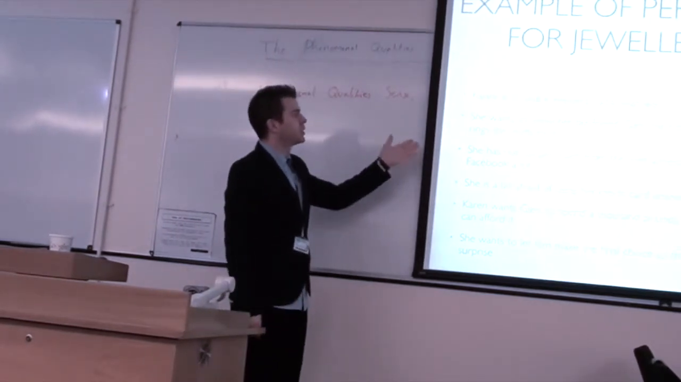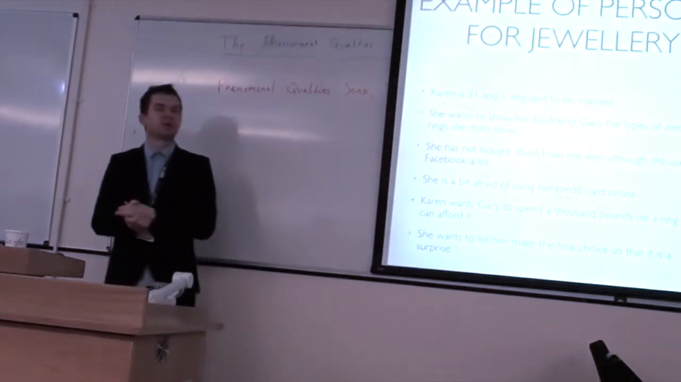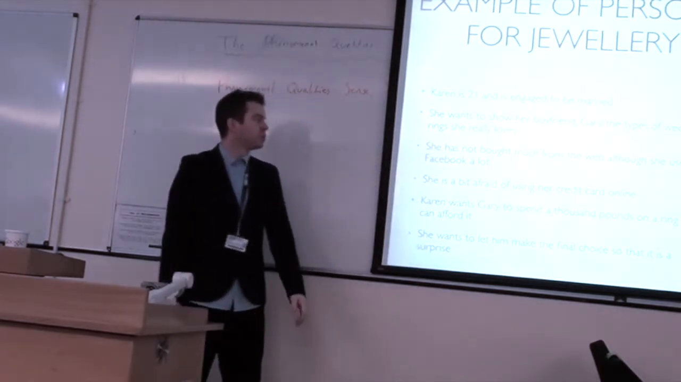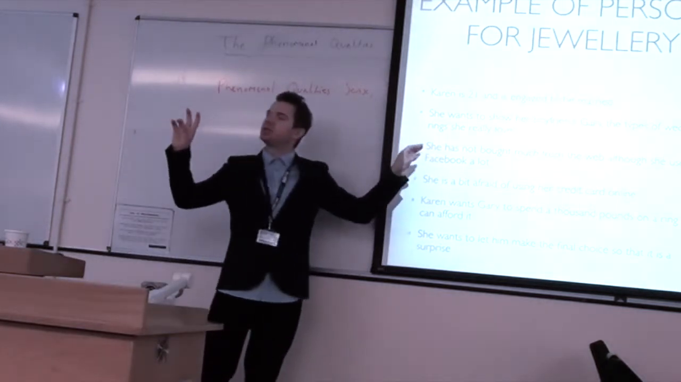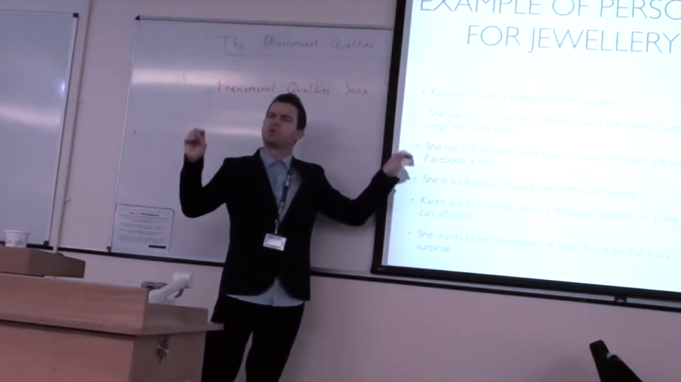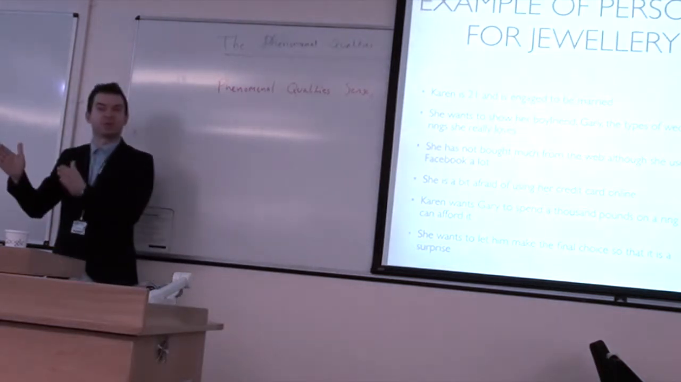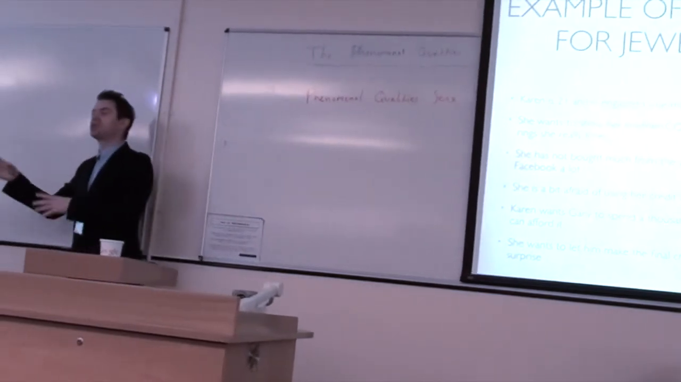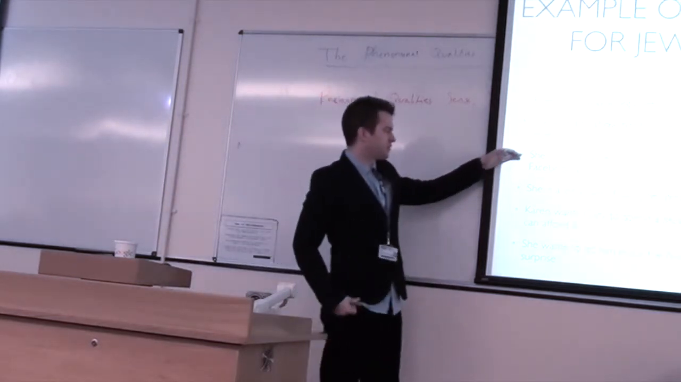Now, Karen's 21, is engaged to be married. She wants to show her boyfriend Gary the types of wedding ring she really loves. She has not bought much from the web, although she uses Facebook a lot. So we started to pick up an idea. She is online, but she hasn't bought. So what do we do? We need to have reassurance throughout that shopping journey to tell her that whatever data she decides to share with us is going to be secure. Right? That's one thing to pick up from that analysis.